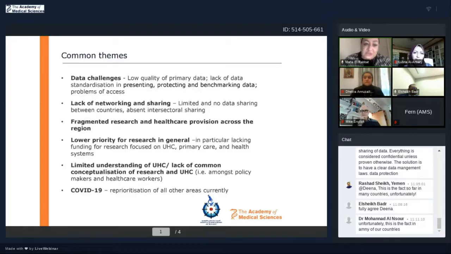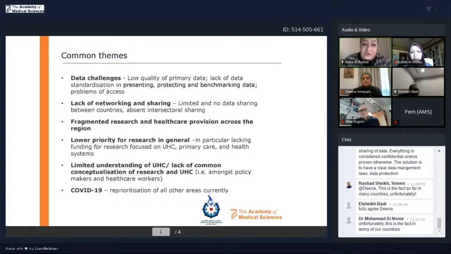As for the data challenges: the low quality of the primary data, the lack of data standardization in presenting, protecting, and benchmarking data, and problems of access. And then we have the lack of networking and sharing, which has been a common theme repeatedly raised during our discussions and in all of the other research discussions we have had in the past years. This is due to limited or no data sharing between countries and absent intersectoral sharing. We say that there is a lack of networking, but we need to find how we can have this networking and the structures that are needed as well.